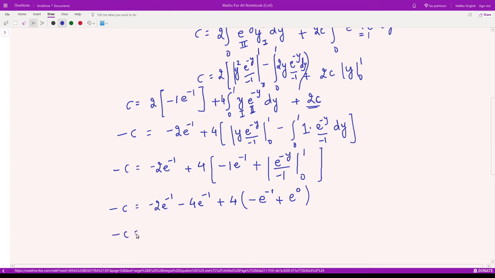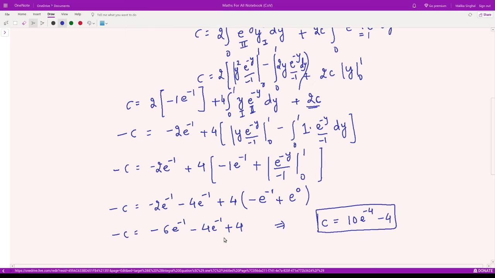So minus c is equal to, this would be minus 6 e to the power minus 1, and it would be minus 4 e to the power minus 1 plus 4. So ultimately c is equal to 10 e to the power minus 1 minus 4. So this would be our c.